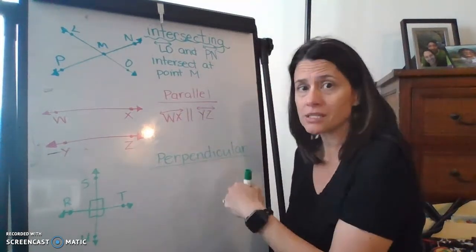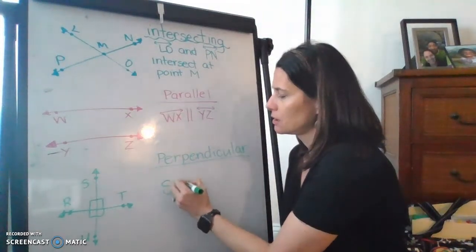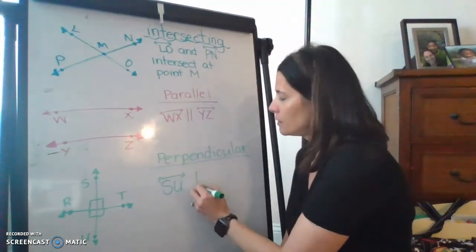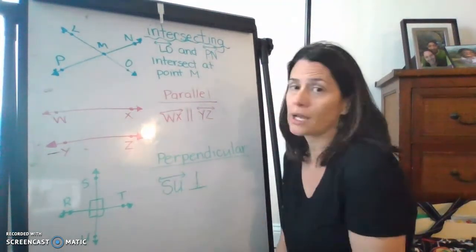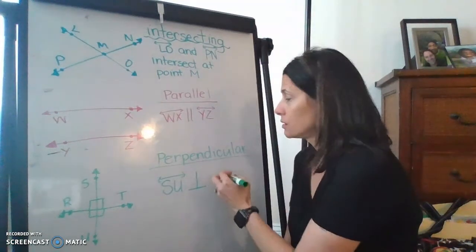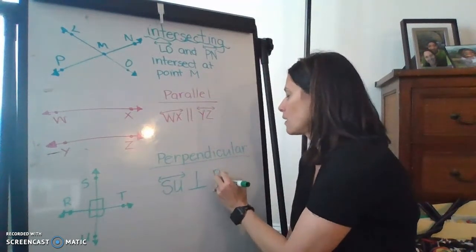So how we write this in our math term is we do line SU, and don't forget the thing on the top, and then we do like an upside down T. The upside down T means perpendicular. So, and then it's perpendicular to line RT.